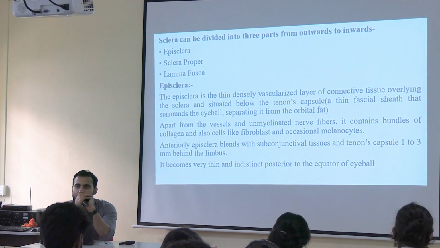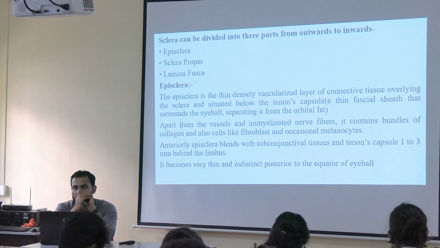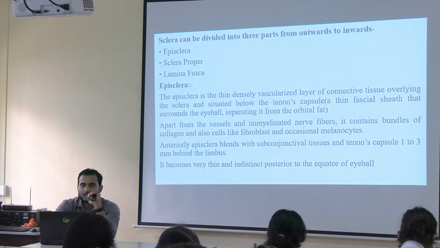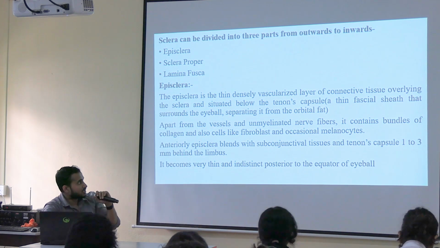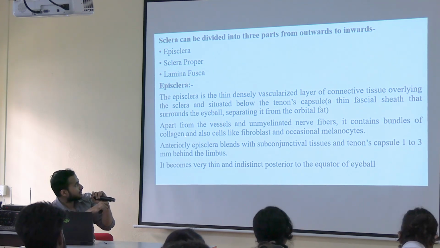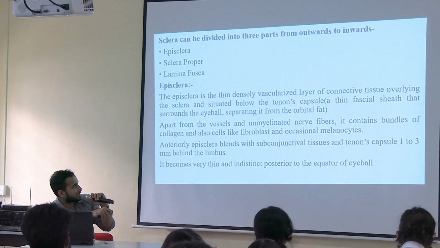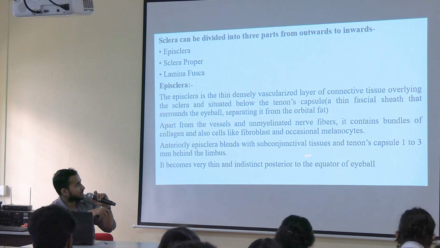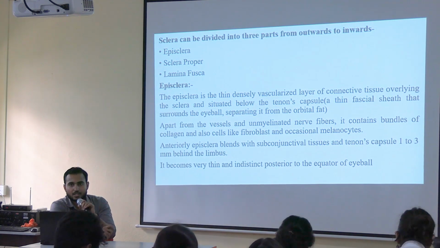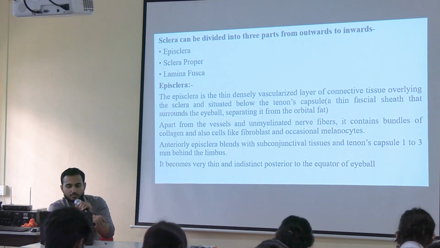So what mainly is present in the Episclera? It is a vascularized layer where connective tissue is also present. Now, apart from the vessels, what else can you see? Unmyelinated nerve fibers, bundles of collagen fibers, fibroblasts, and some amount of melanocyte cells are present. So these are the parts which you can see in the Episclera, these are the constituents of the Episclera.